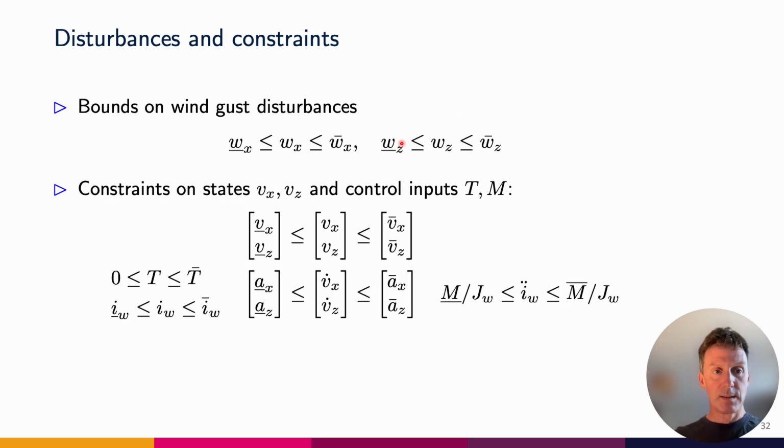The control problem has bounded disturbances and constraints on states and control inputs. So we're assuming that we know bounds on these disturbances, and these bounds could come from, for example, limits on the variation in wind speed that we would expect given the prevailing weather conditions. The bounds on the states are largely there for safety reasons and to try to prevent stall. The bounds on the control inputs are due to actuator limits.